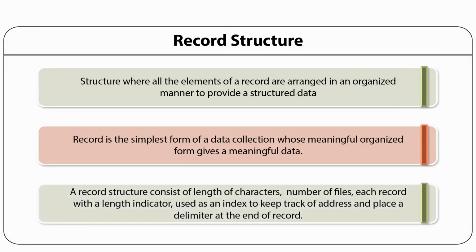A record structure normally consists of length of character, number of files, each record with a length indicator used as an index to keep track of address, and a delimiter placed at the end of the record.